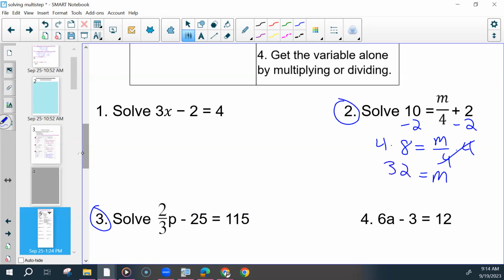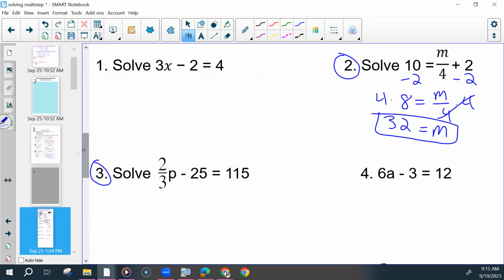32. Yeah. If I wanted to double check this, I could put 32 into M. So 32 divided by 4 is 8. 8 plus 2 is 10. Any questions on 2 before we go on to 3?